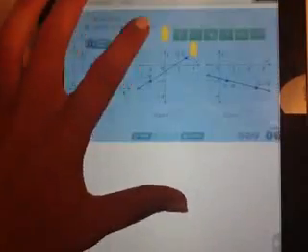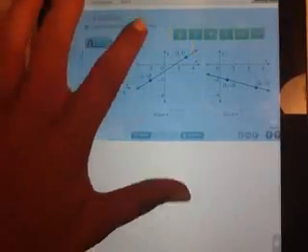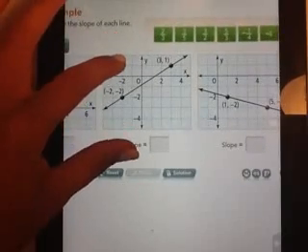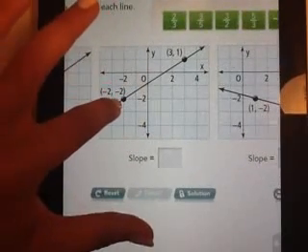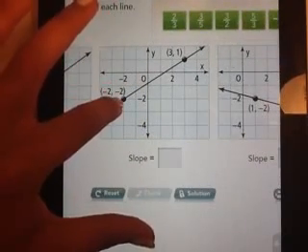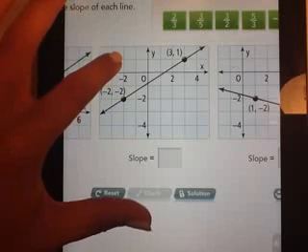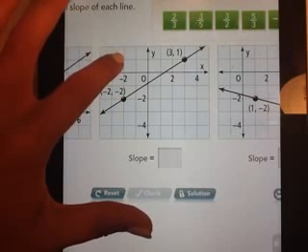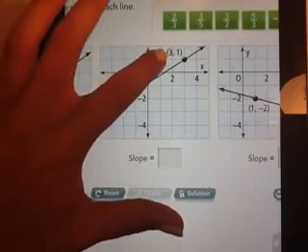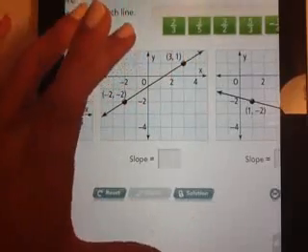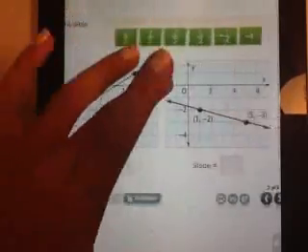Now looking at the second example, they're still counting by ones here, so we're going to rise up from one point to the next. We're going to rise up 1 unit, 2, 3 units, and we will run to the right 1, 2, 3, 4, 5. So this slope will be 3/5.